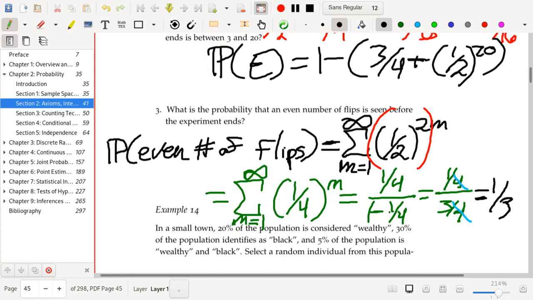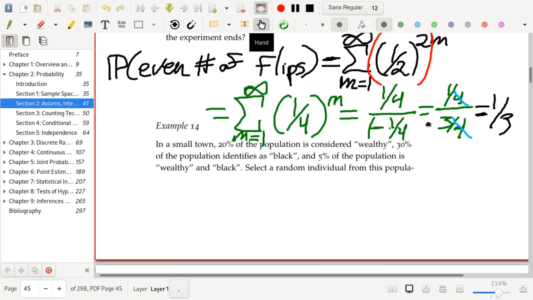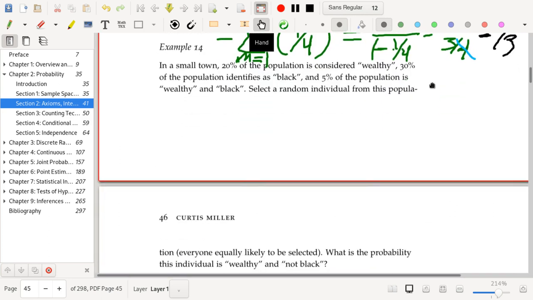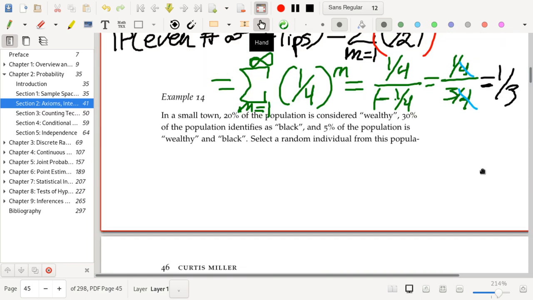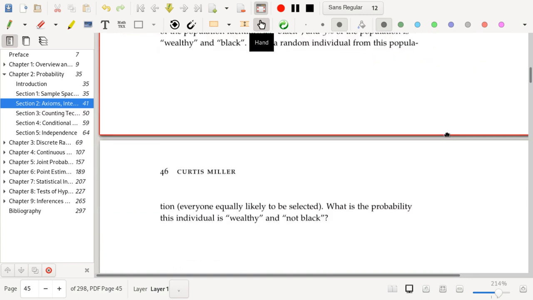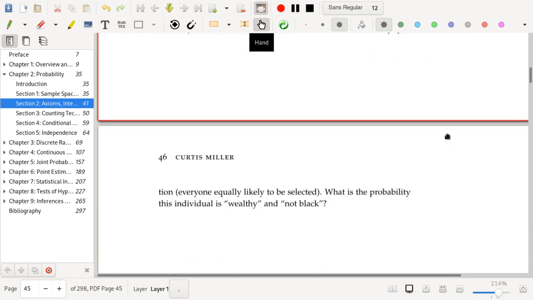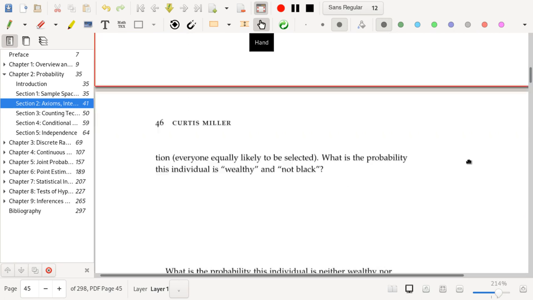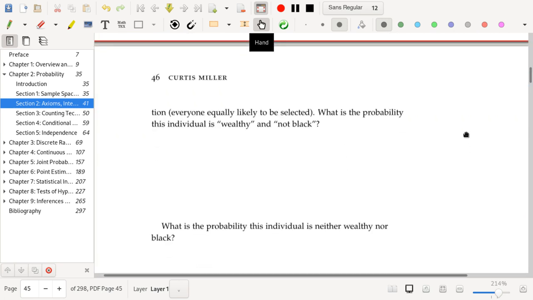So the probability of an even number of flips is 1/3, which is kind of funny to think about. It seems like an even number of flips and an odd number of flips is equally likely, but actually no, they're not equally likely at all. It's much more likely to have an odd number of flips, since it's much more likely to get exactly one flip. In fact, getting one flip is twice as likely as getting two flips. So by that reasoning, it actually makes perfect sense.